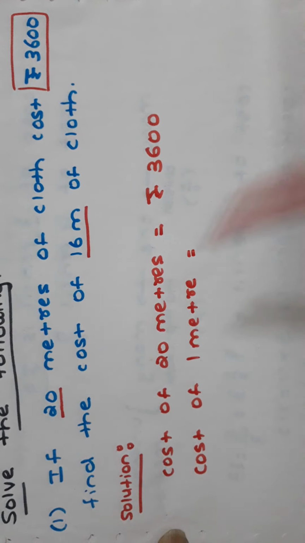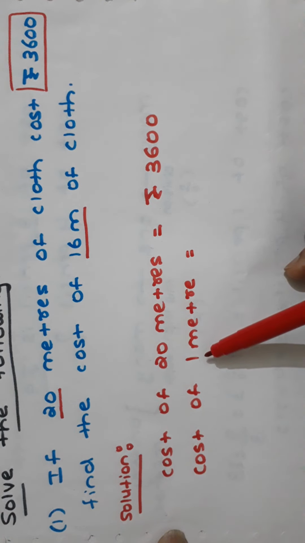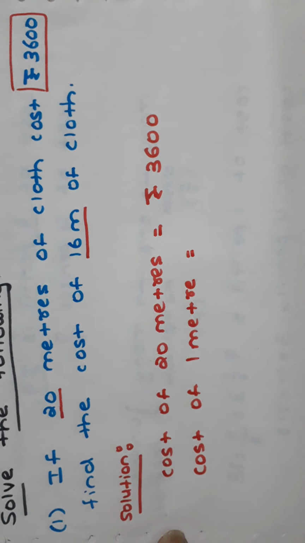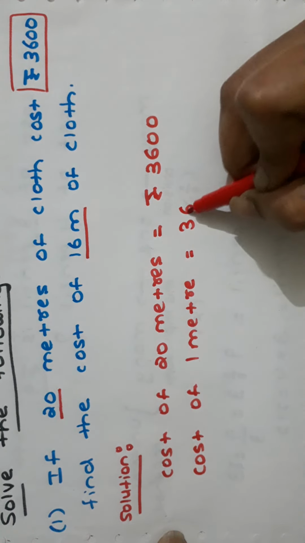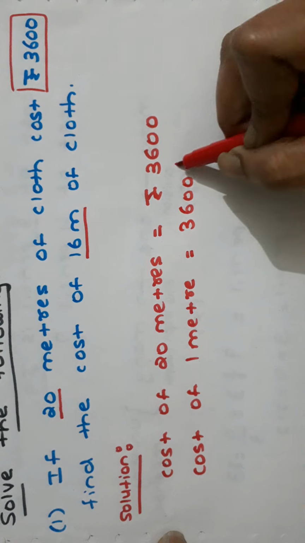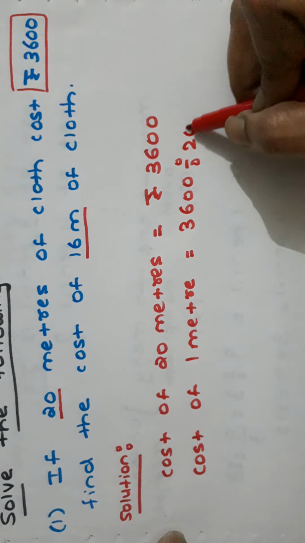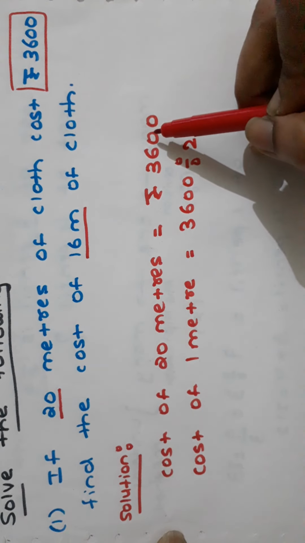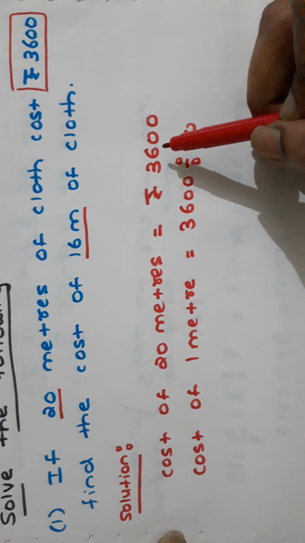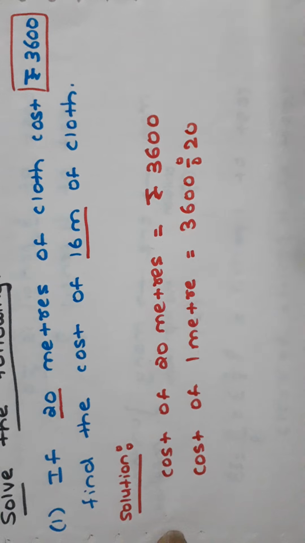Cost of 1 meter, from many to 1, we will use the operation of division. 3600 divided by 20, not 20 divided by 3600. We will divide 3600 by 20.